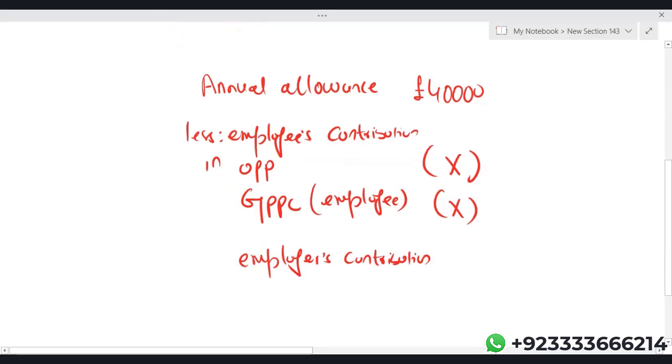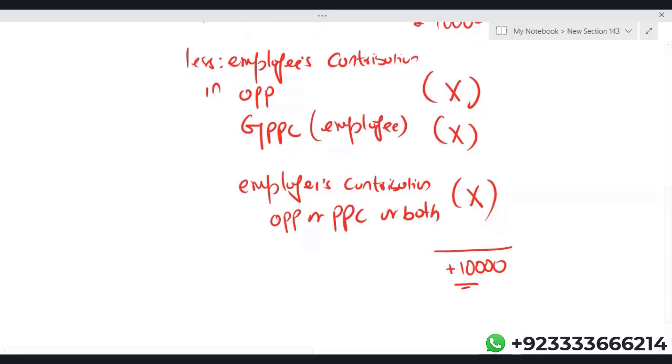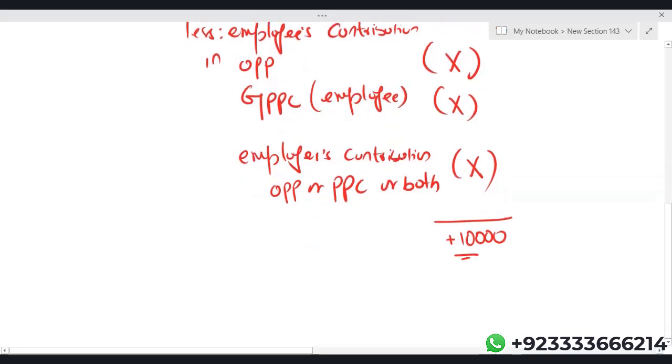Now, either the employer is contributing in OPPC or PPC or even both? Deduct. Now, final answer. Assuming the final answer is positive 10,000. If the final answer is positive 10,000, it means this 10,000 is unused.